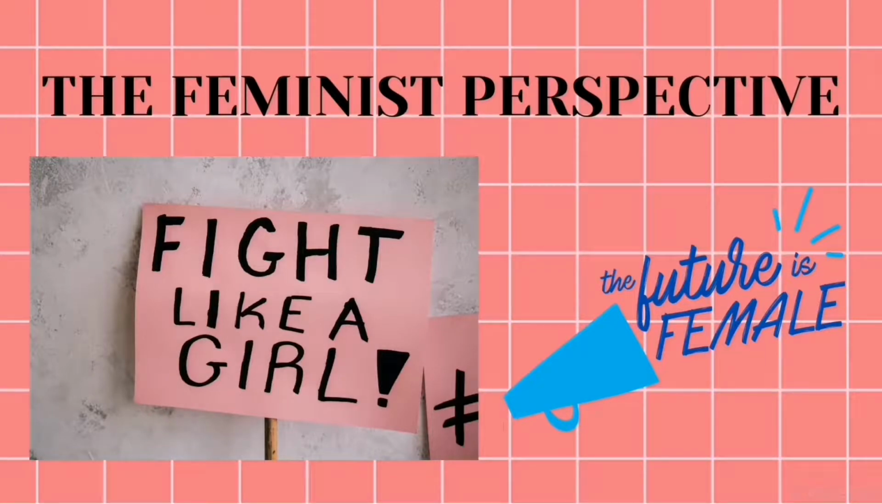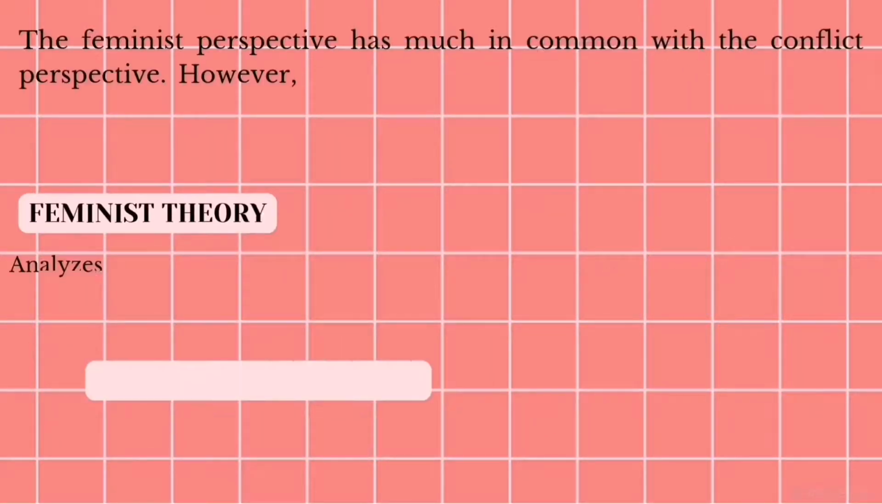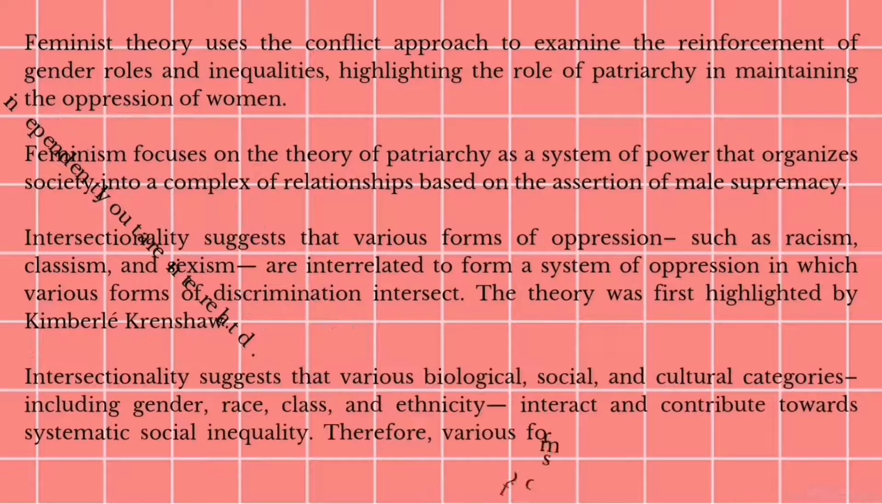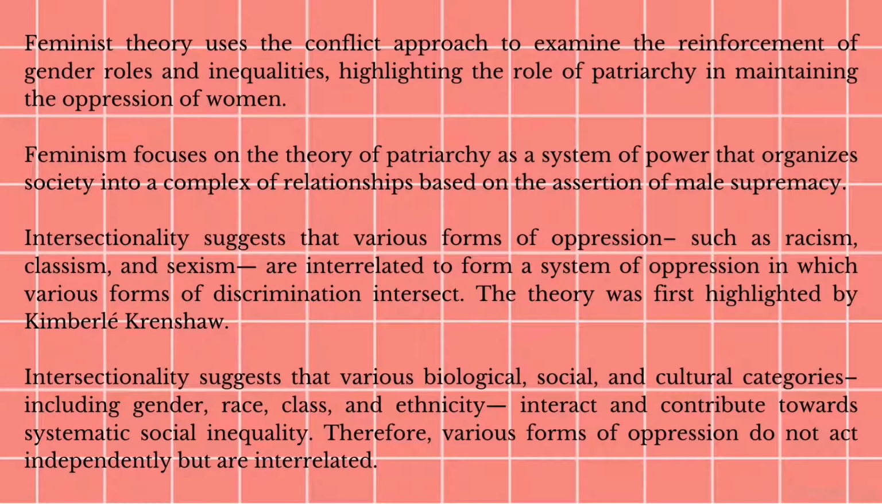And I will be discussing the feminist perspective. The feminist perspective has much in common with the conflict perspective. However, instead of focusing broadly on equal distribution of power and resources, feminist sociology studies power in its relation to gender. Feminist theory analyzes gender stratification through the intersection of gender, race, and class. Gender stratification occurs when gender differences give men greater privilege and power over women, transgender, and gender non-conforming people. Feminist theory uses the conflict approach to examine the enforcement of gender roles and inequalities, highlighting the role of patriarchy in maintaining the oppression of women.